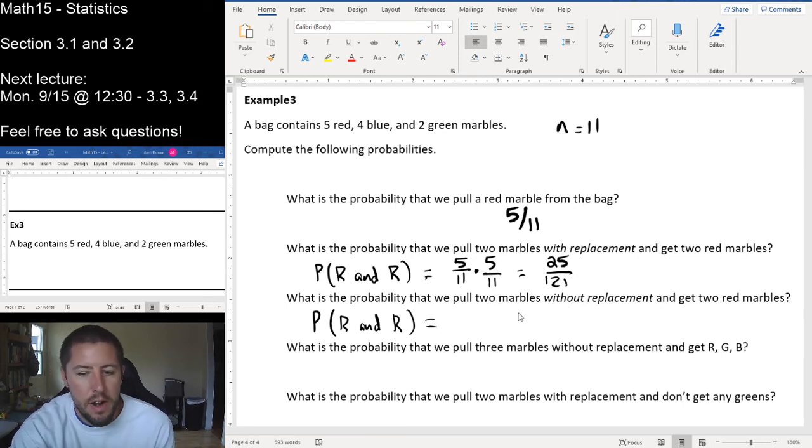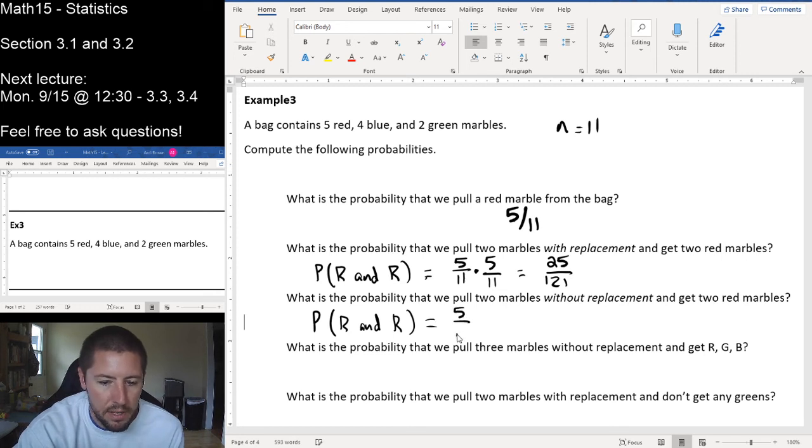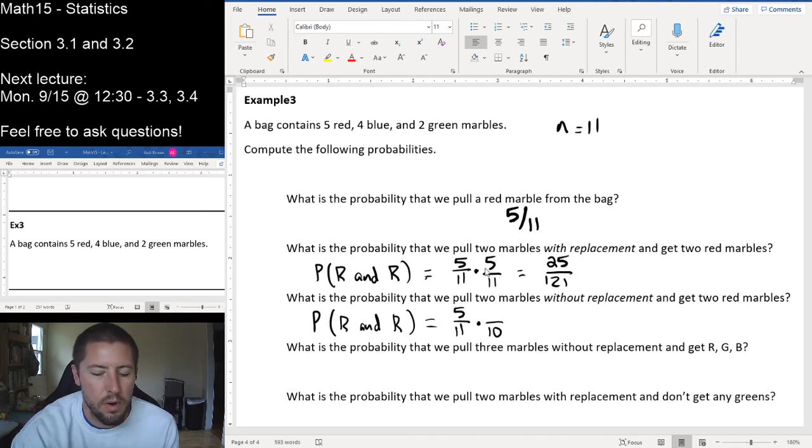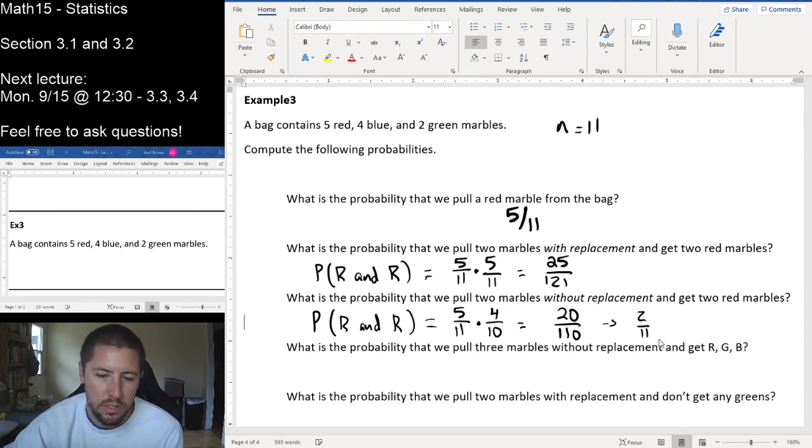So the point now is that after I pull my first red marble, which has a 5 in 11 chance of happening, my probabilities are now different because I didn't put that red marble back in the bag. So now I should notice that only 10 of the marbles are remaining. One of them is the red one that I removed. There used to be 5 red, but I pulled one and it's no longer there. So now only 4 out of 10 of the marbles remaining are going to be red. That's going to leave us with a 20 out of 110 probability, which simply reduces to 2 out of 11 if we wanted to reduce that.